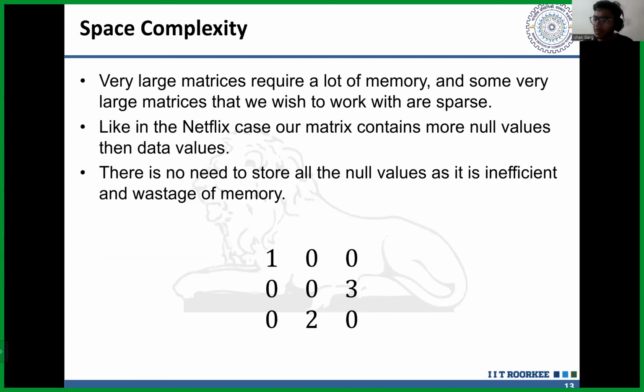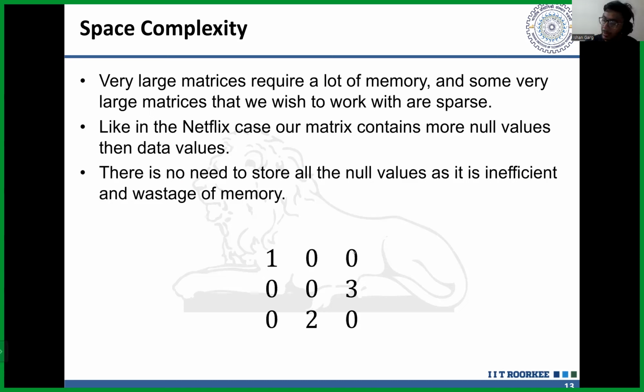Very large matrices require a lot of memory, and some very large matrices that we wish to work with are sparse, as we have already stated. Like in the Netflix case, our matrix contains more null values than data values. But now, do we really need to store all the null values, as it is inefficient and a wastage of memory?